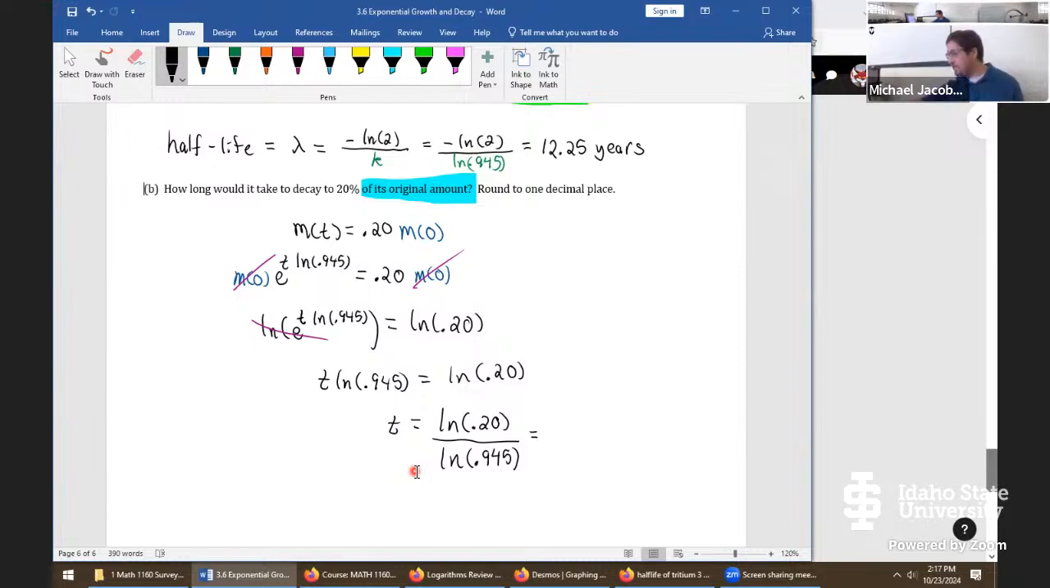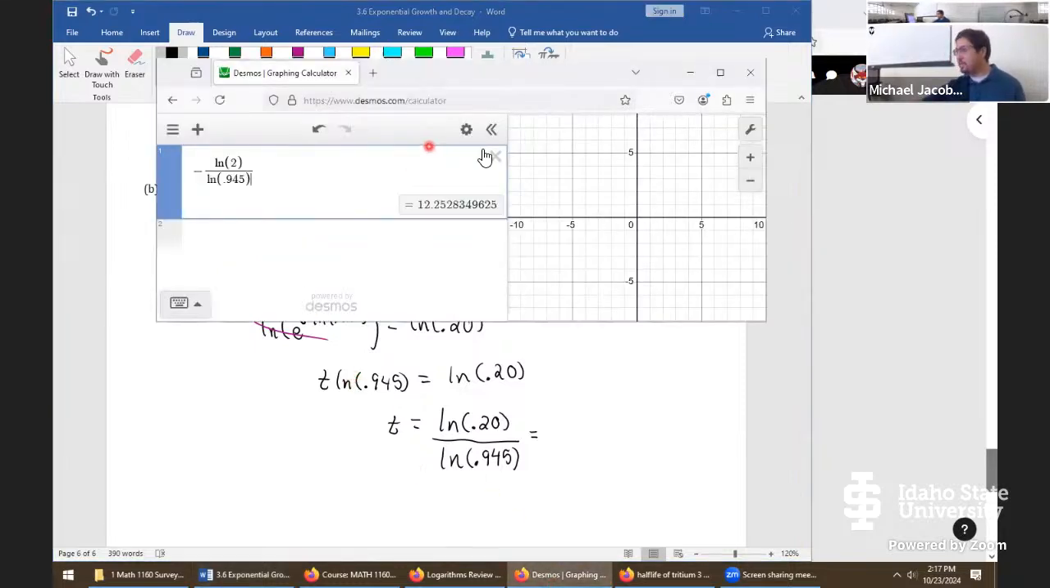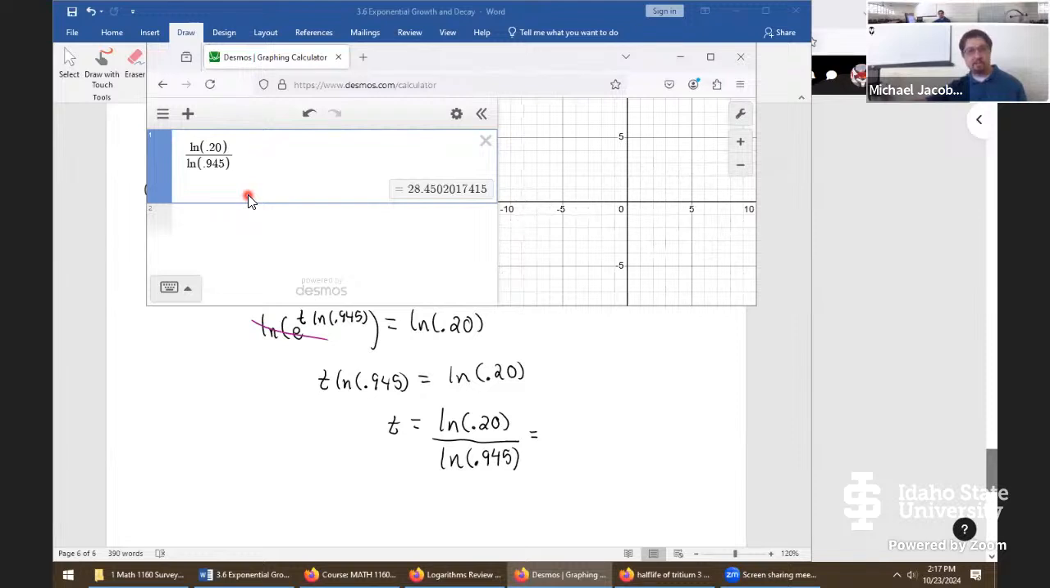Okay, so last calculator job. This one is going to be natural log 0.20. I don't know why, but I feel like I need that zero there to make sure that I really put it in accurately, but it doesn't matter. Natural log 0.945, and looks like if the half-life we said was about 12.3 years approximately, then to get down to 20% of the original amount, we need to have about 28.5 years go by.